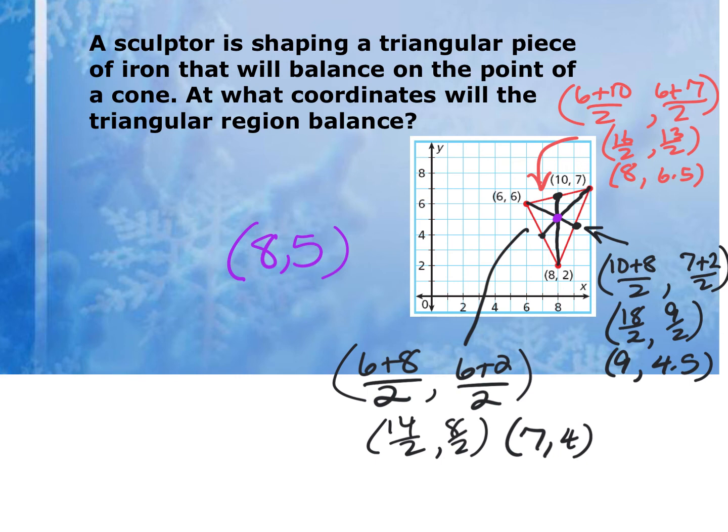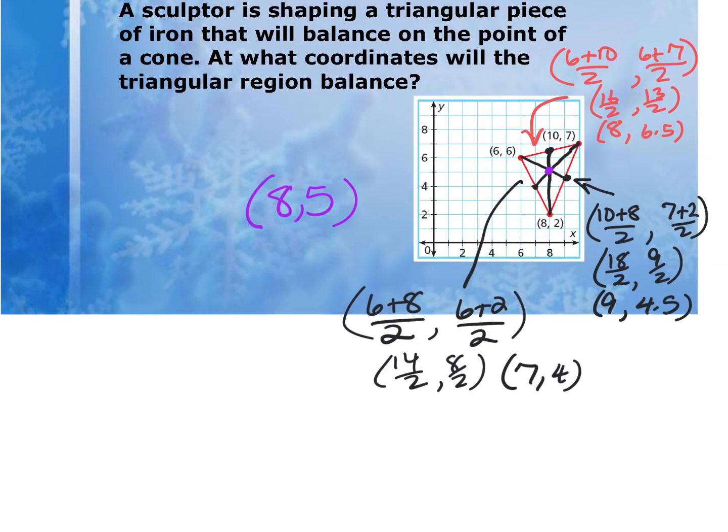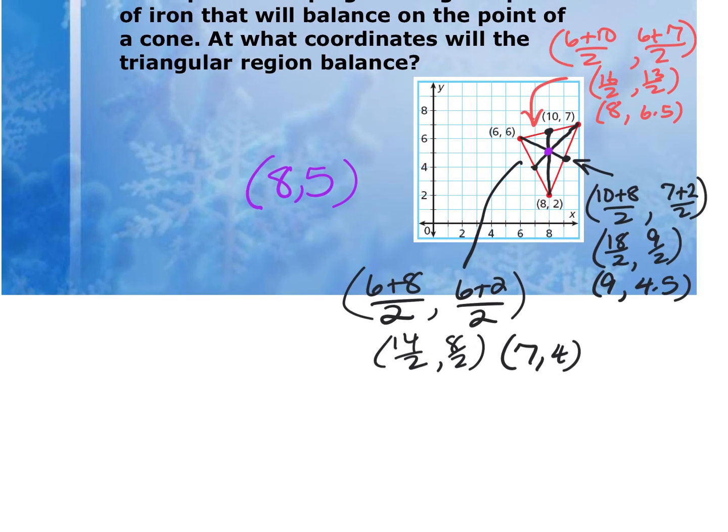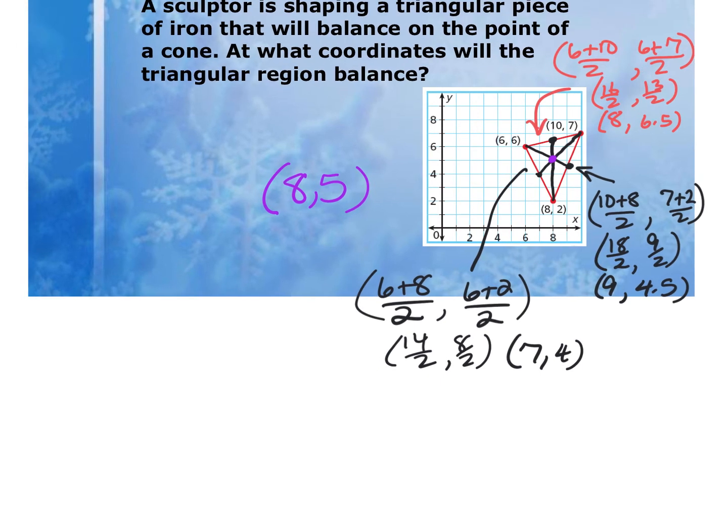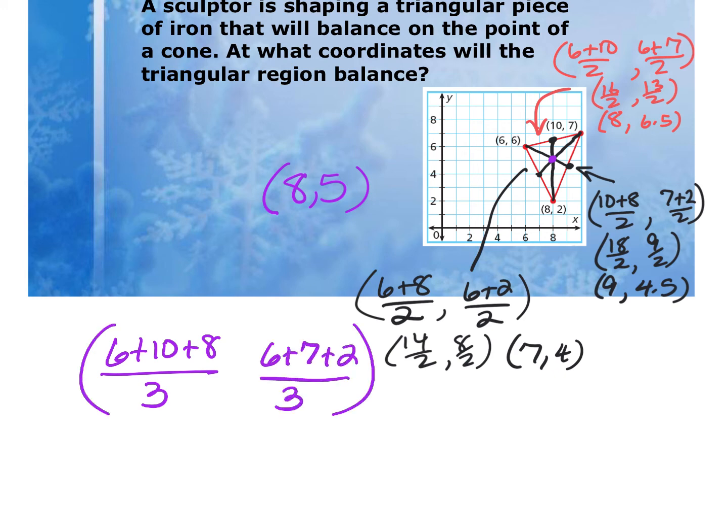Now, I'm going to show you a trick to find this centroid that is not in your book. If you're not paying attention right now, then the way that you're going to do this on the test is to do what I just showed you. Okay, so here's the trick. The easier way would be to take the 3 x's of each of your vertices. So I'm going to add 6 plus 10 plus 8, divide those by 3, take the 3 y's, 6 plus 7 plus 2, divide that by 3.